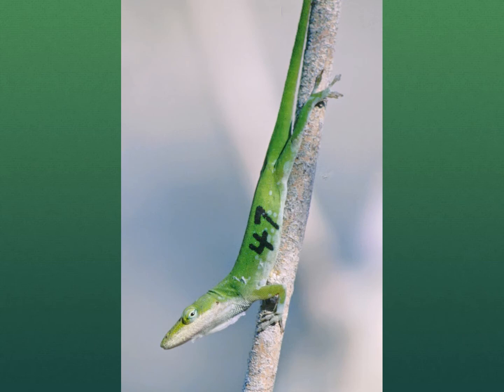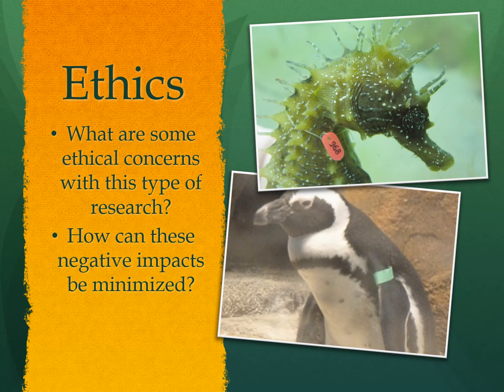Okay, so what are some of the ethics that are involved when we mark individuals within a population? Because again, as biologists, we want to make sure that we're having a minimal impact on the population. So what are some ethical concerns with this type of research? And how can these negative impacts be minimized? In a class, we'd be talking about that, we'd make this kind of an open discussion. So think for a moment about your own thoughts on what are some of the things that you'd have to consider.